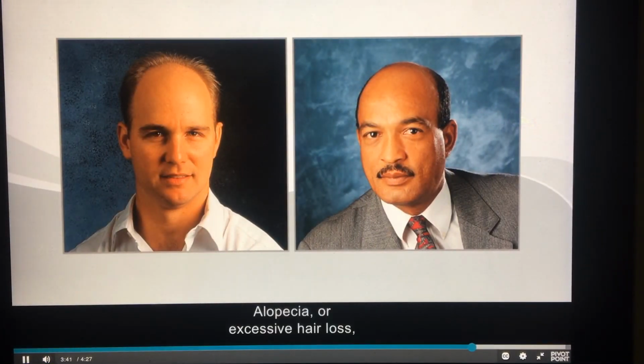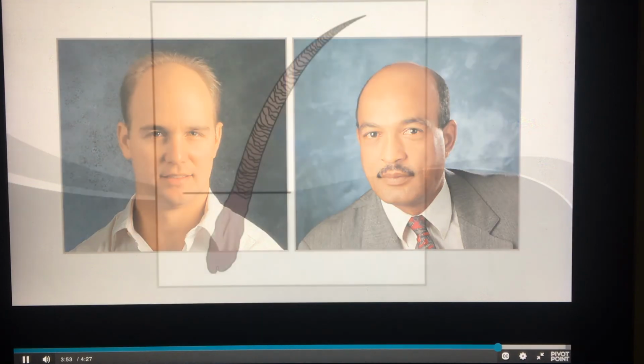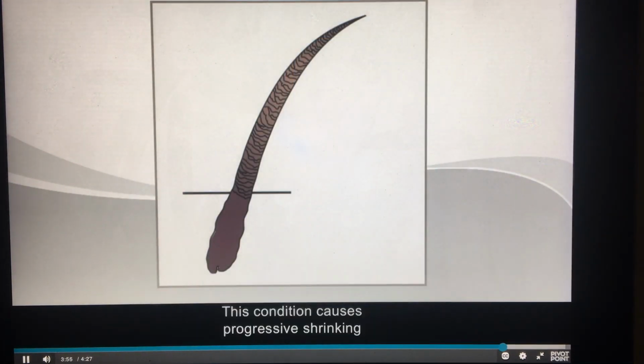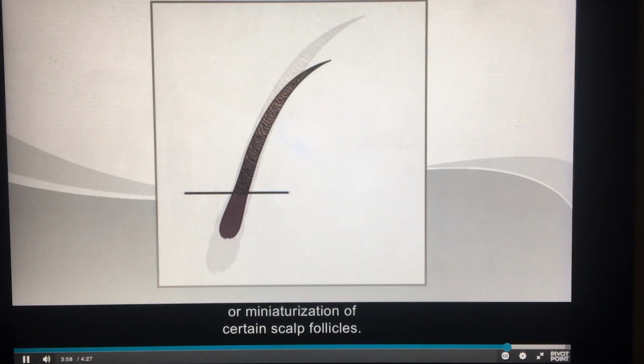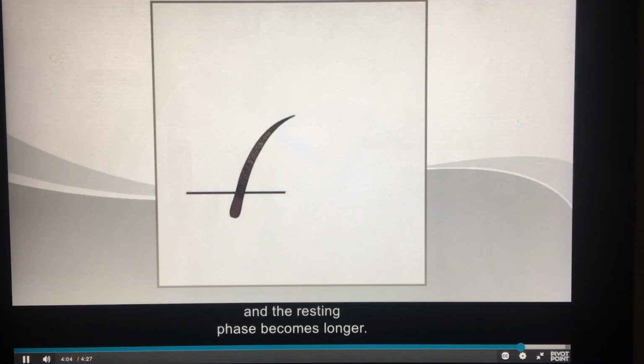Alopecia, or excessive hair loss, may be caused by a fungal or bacterial infection or inflammatory disease of the scalp. The most common form is androgenetic alopecia, caused by heredity, hormones, and age. This condition causes progressive shrinking or miniaturization of certain scalp follicles. Over time, the active growth phase becomes shorter, and the resting phase becomes longer. Eventually, there is no growth at all.